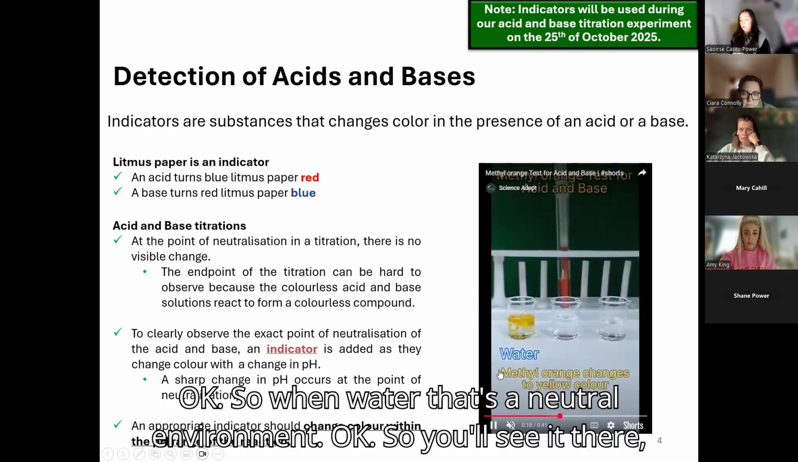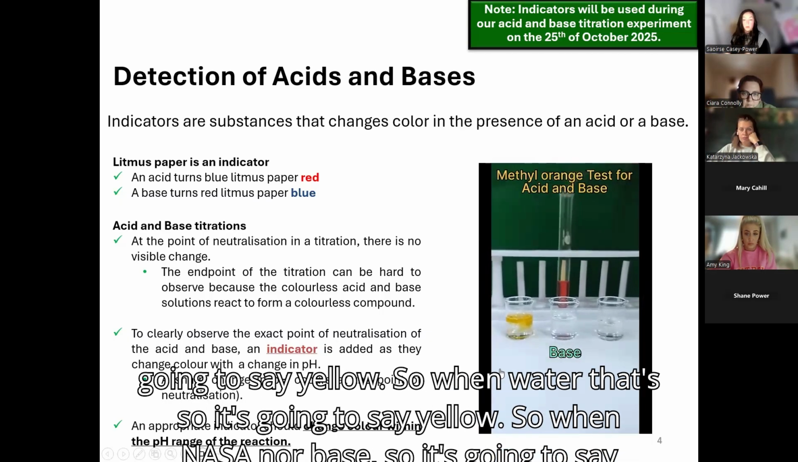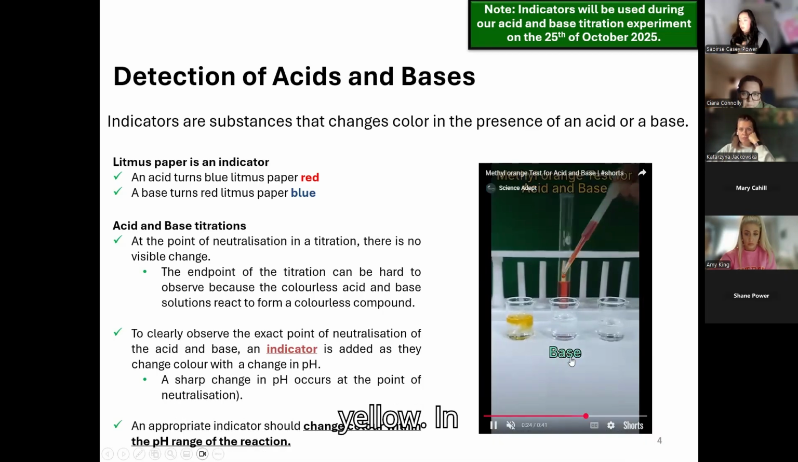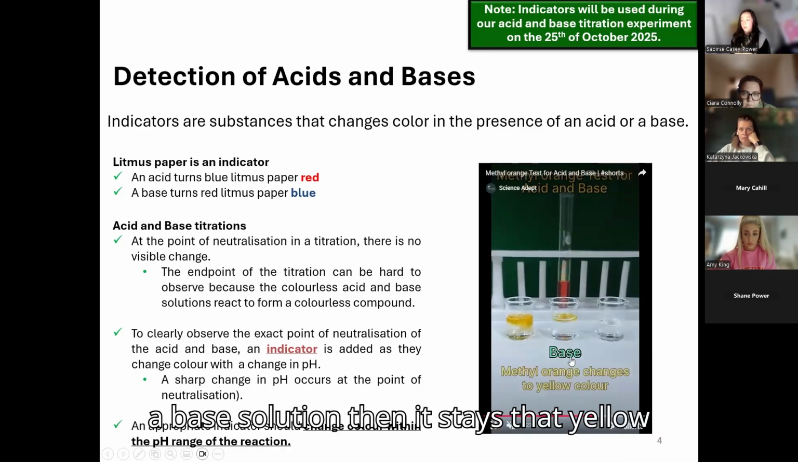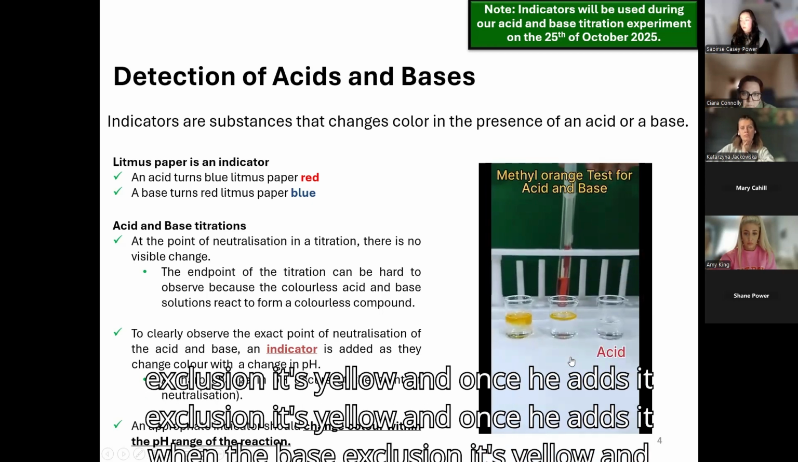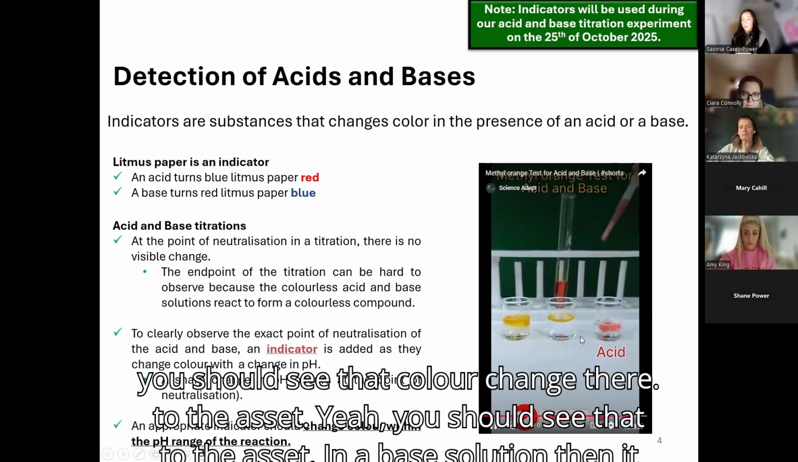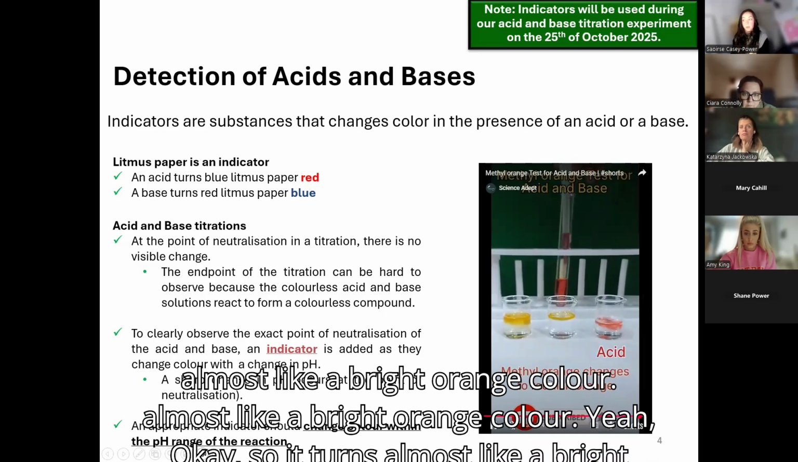So in water, that's a neutral pH. It's neither an acid nor a base, so it's going to stay yellow. In a base solution, it stays that yellow color. So in a basic solution, it's yellow. And once he adds it to the acid, you should see that color change there. It turns almost like a bright orange color.